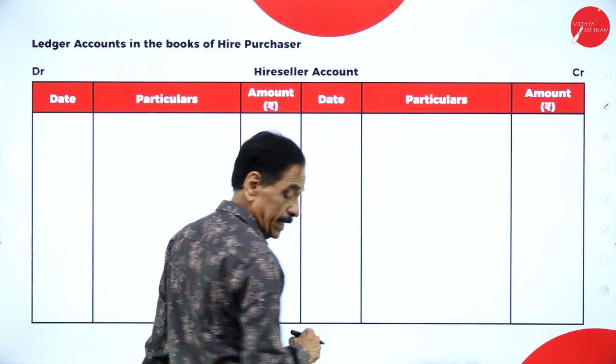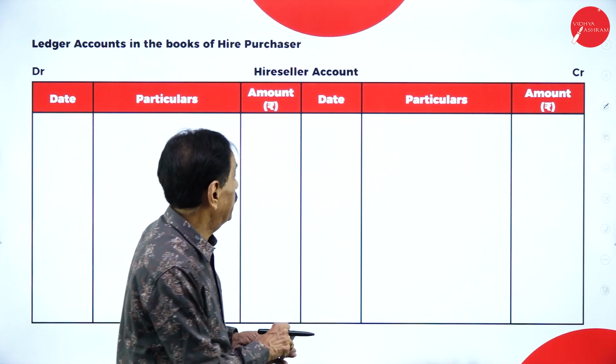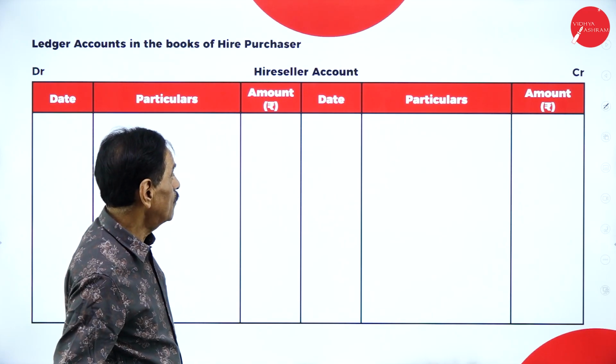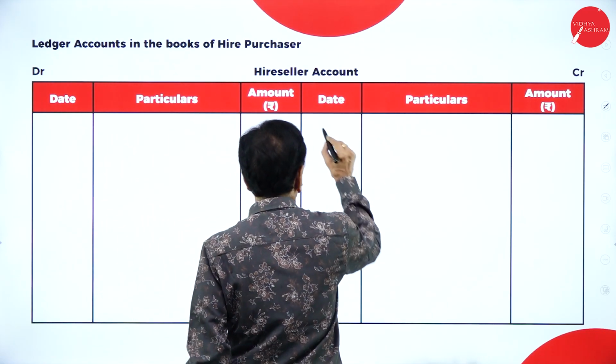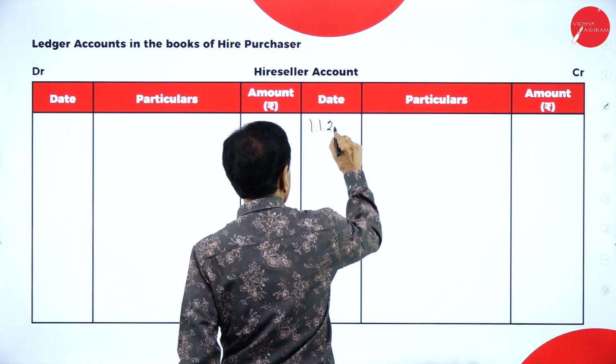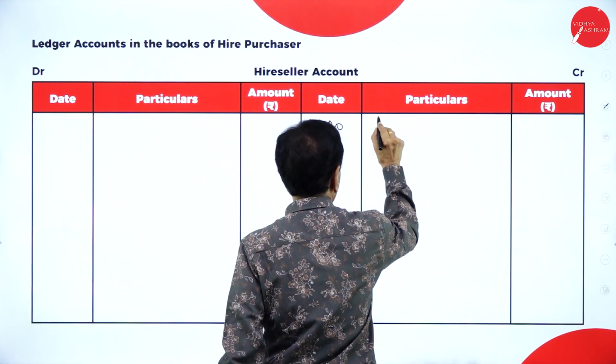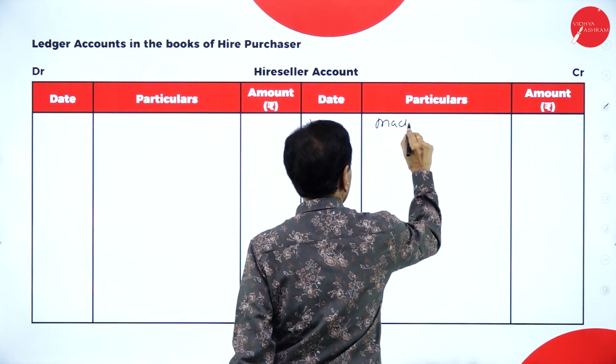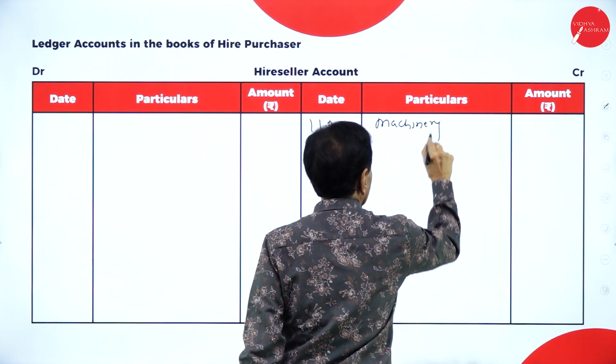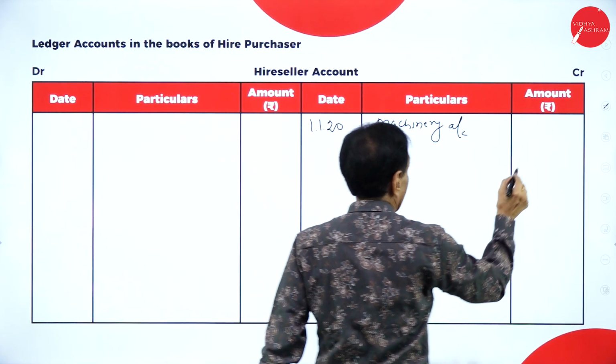Hire seller account. Entry. Date. What's the date of purchase? 1/1/20. Machinery account debit, 5 lakh.